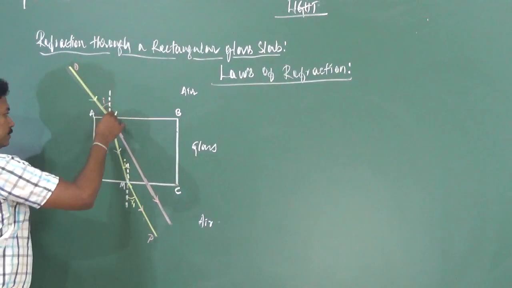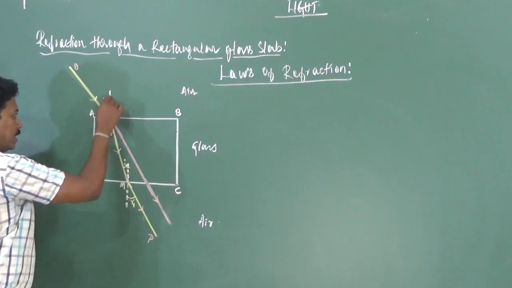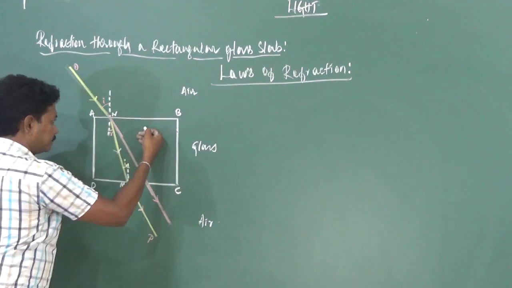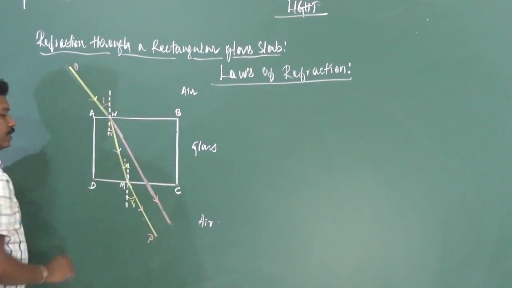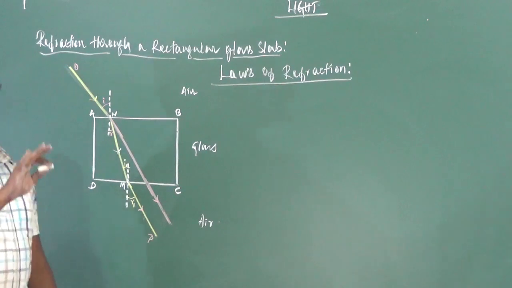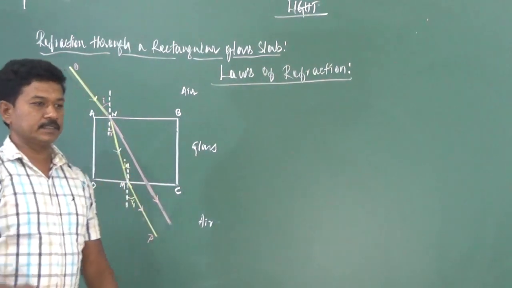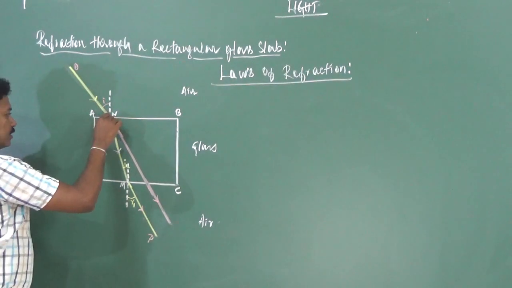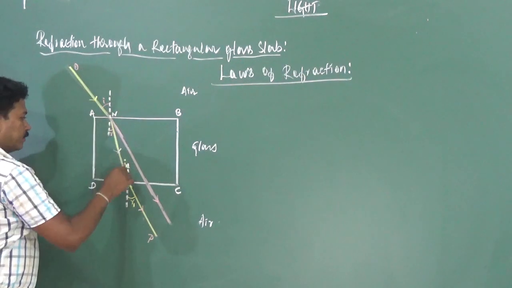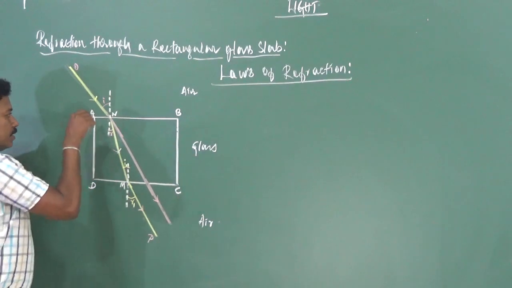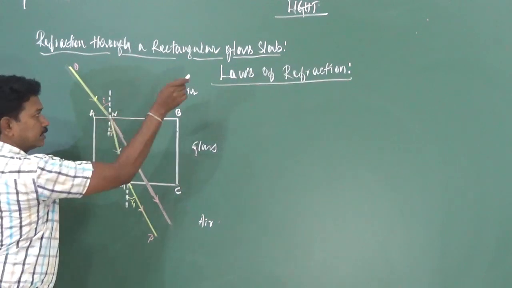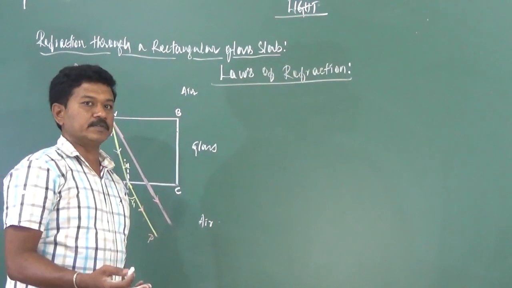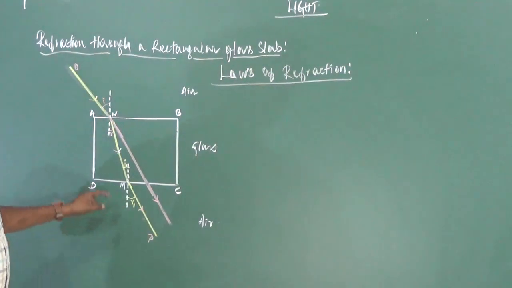The incident light ray, the refracted light ray, and the normal at the interface separating the two media at the point of incidence all lie on the same plane. So that is the first law of refraction. That is, the light ray which falls on this rectangular glass slab, after refraction, doesn't come out like this or go inside the board or go something like this. It doesn't happen.